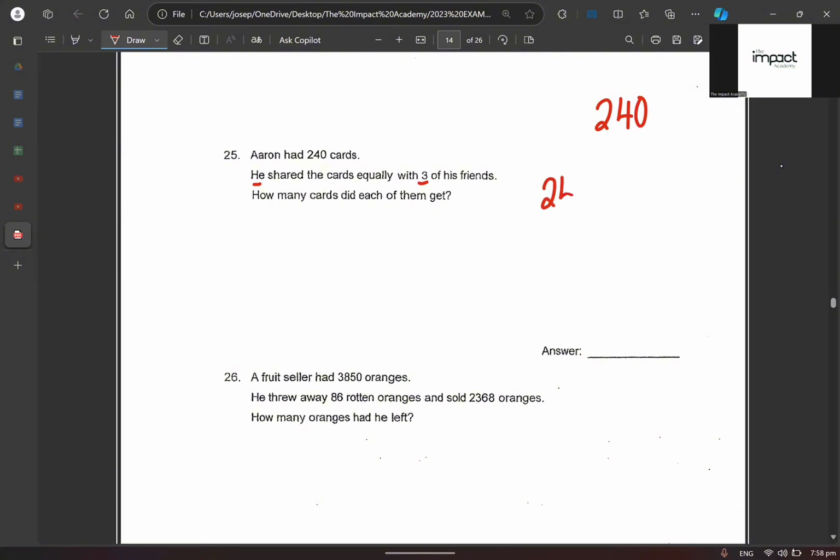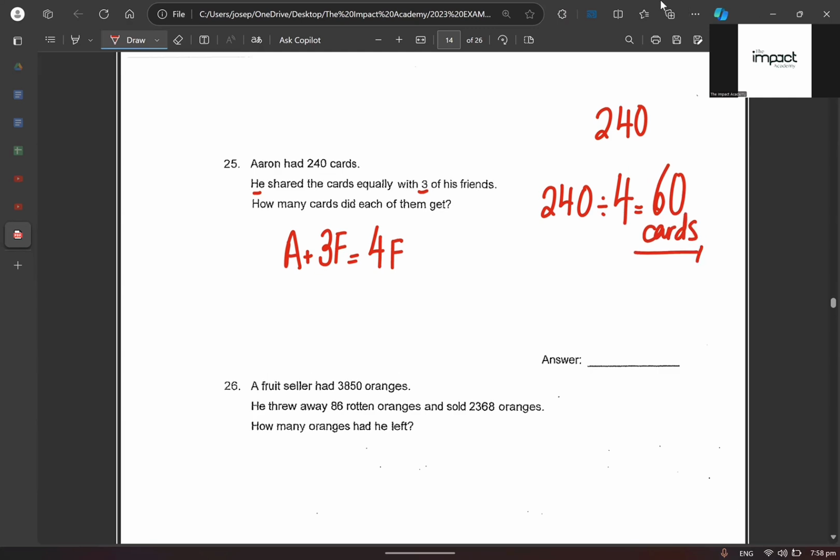Okay, very good. So you have to do 240 because Aaron plus 3 friends isn't that equals to 4 friends in total? Am I making sense or not making sense? You want to divide by 4. Am I making sense or not making sense? And you will get to an answer of 60 cards. Okay, and this is your answer for this question.